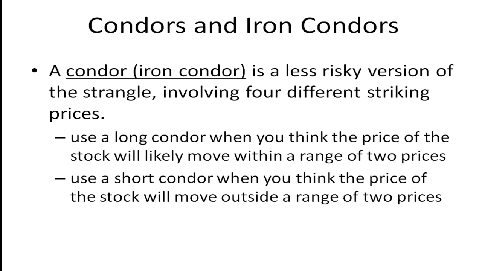Now, a condor or an iron condor is a less risky version of the strangle, involving 4 different striking prices. Now, you're going to use a long condor or a long iron condor when you think the price of the stock will likely move within a range of 2 prices. You use a short condor when you think the price of the stock will move outside a range of the 2 prices.